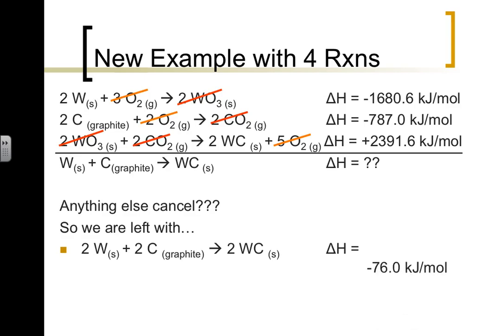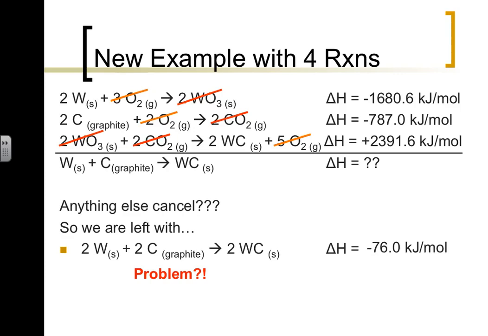Now, I have to ask. Oh, and by the way, that would be the delta H value if I add them all together, right? Okay, so you can pause if you want to and do the math and verify that I get the negative 76. But is there a problem? Think about it. Look closely. Is there a problem?